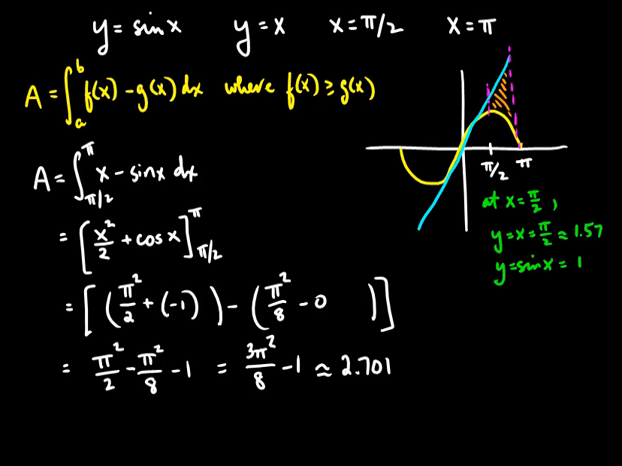And once again, this is an example of the area between two curves where the curves do not intersect, but we're told between which two points or which two vertical lines we're looking to assess that area. And that's the end of this example and this video.